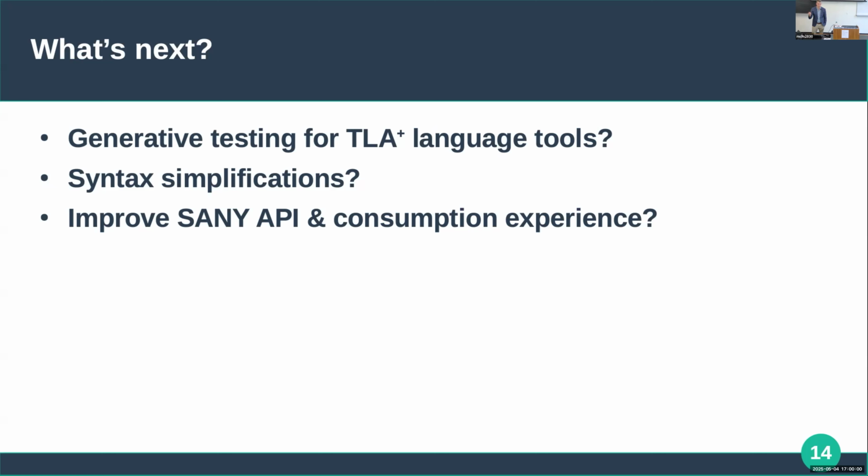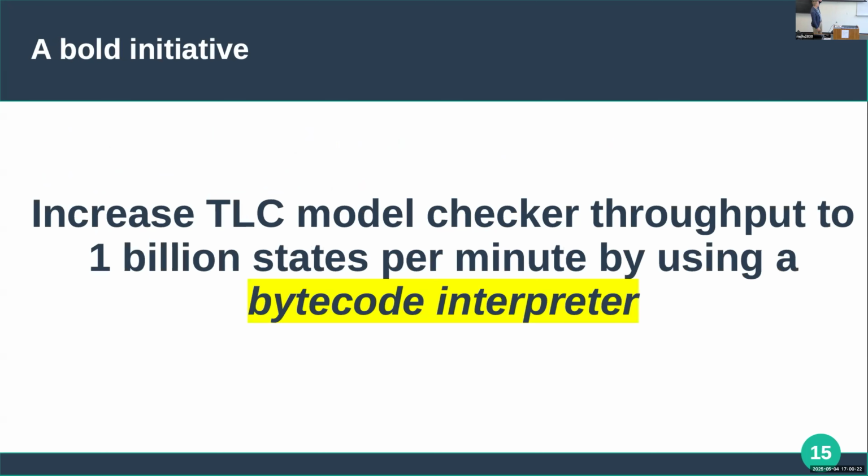But I think after that, probably generative testing is on the docket. It would be nice to also do some tiny syntax simplifications. I think those would be pretty easy to do. There's probably more debate involved in that than the actual code changes, you know? But yeah, this has not been approved by the foundation, I should say. But I think I could probably make a decent case for it.